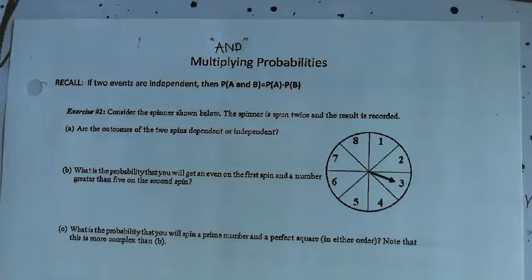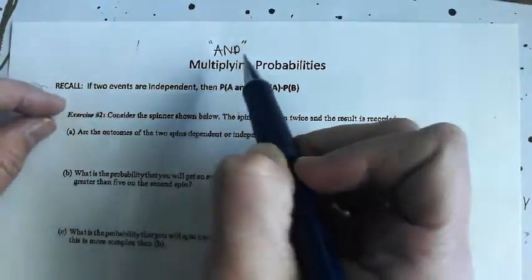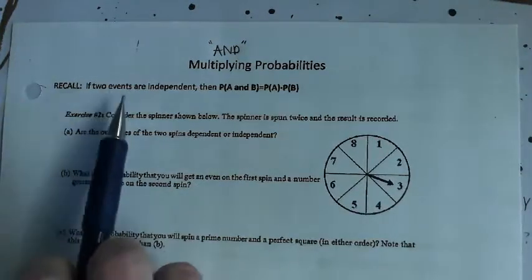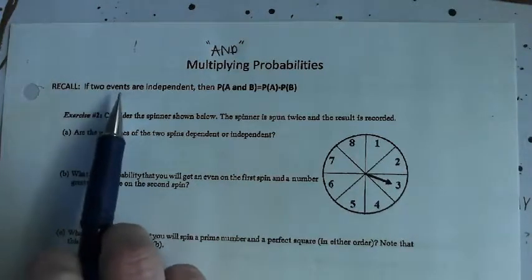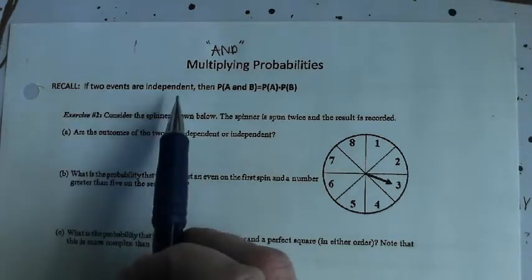which is why we're sort of piggybacking off of independent events. If we know the events are independent, then turning "and" into multiplication will work. So that's kind of what I recall at the top here. And when I first told you this, you didn't really know what independence was.